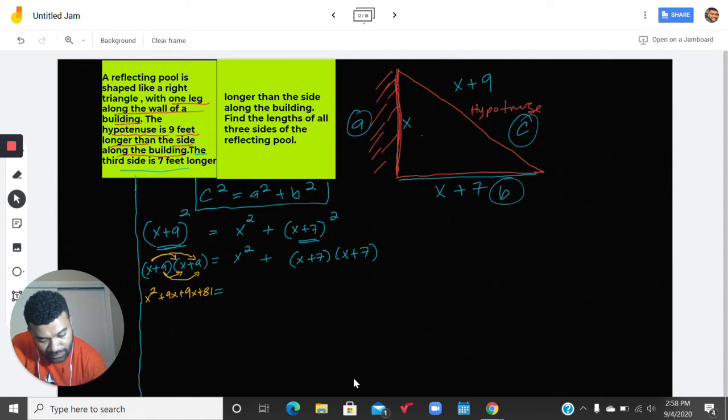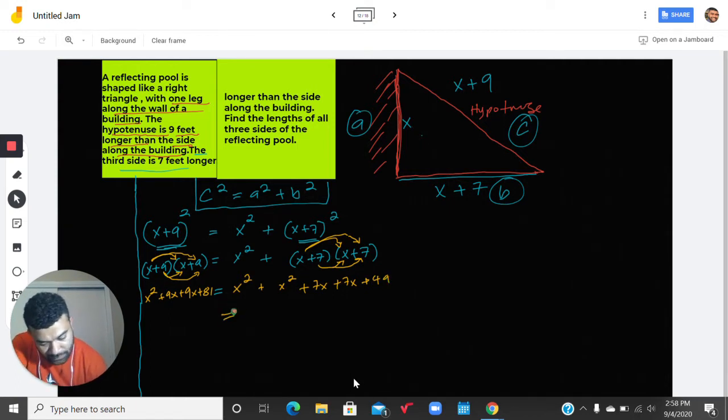Now on my right, I still have x squared plus, and I distribute this guy: x and x is going to give me x squared, and then x with a 7 is going to give me a 7x, 7 with an x, another positive 7x, and distributing these two will give me a 49.